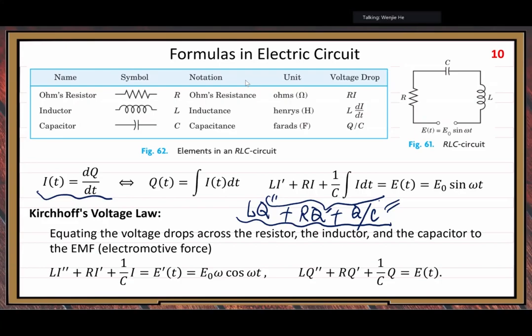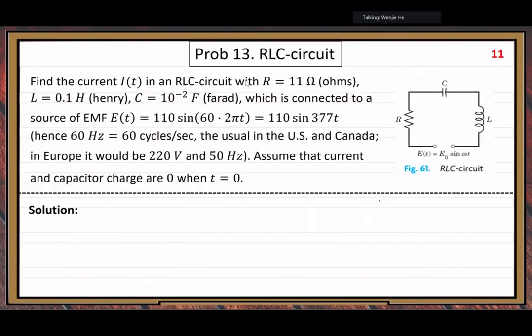So look at the two versions. One is the Q version, the other is the I version. But they are equivalent. These two versions are equivalent, both second order ODEs.